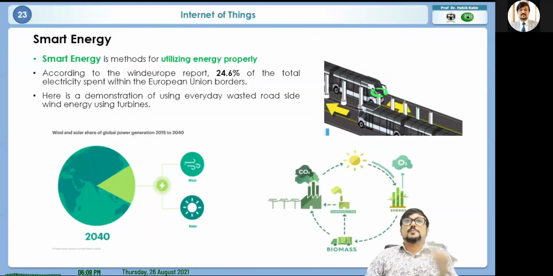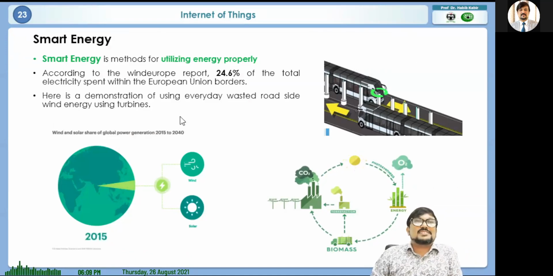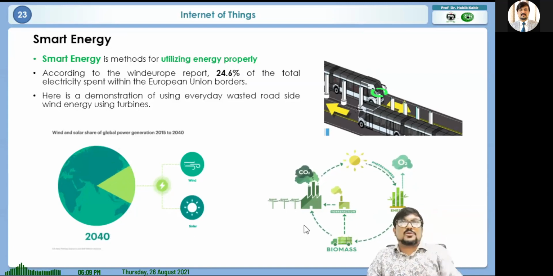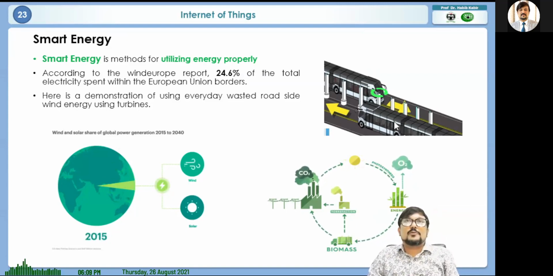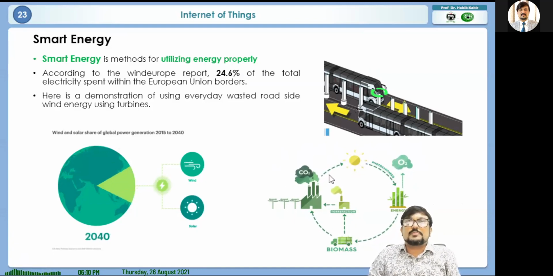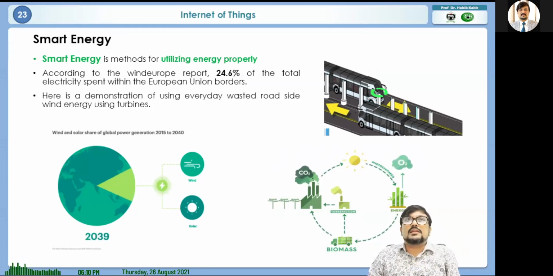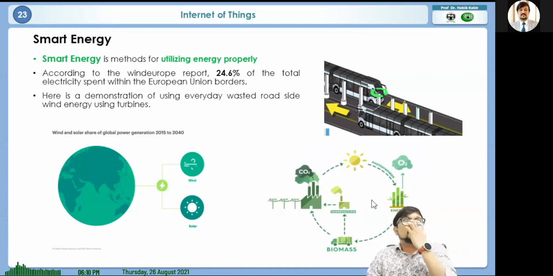So next is smart energy, of course. In smart energy, I told you that in 2015 it is something like that. In 2040 it will be more. So wind, solar, every mix will be there: wind, solar, biogas, bio plant, and reducing the carbon emission, that means the CO2, then the global warming. So this is actually the main cycle of the energy.